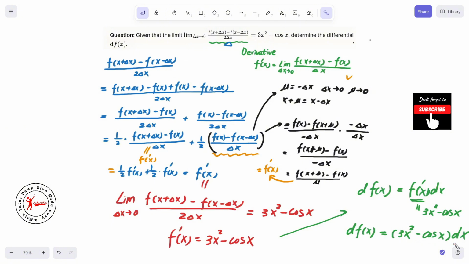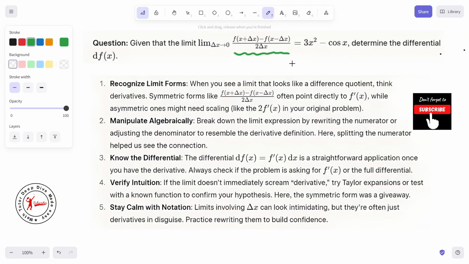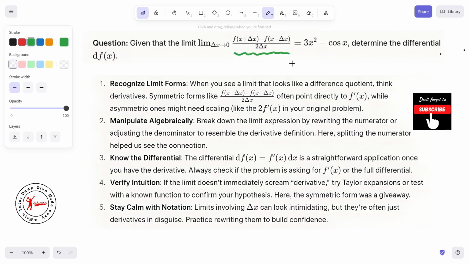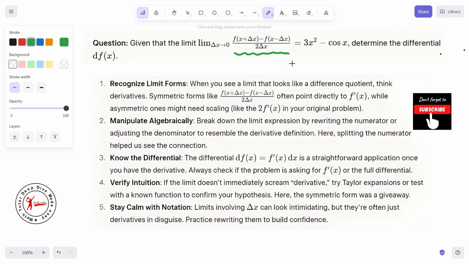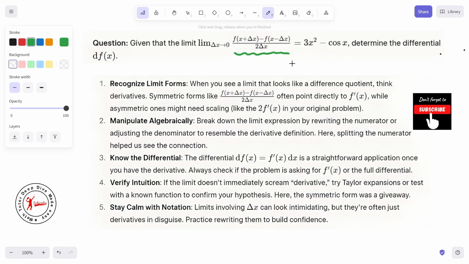Here are some key tips to make problems like this easier next time. 1. Spot derivative limits. When you see a limit with a difference of function values divided by delta x or a multiple of delta x, it's usually about the derivative. Symmetric forms, like f of x plus delta x minus f of x minus delta x, often point straight to f prime. 2. Rewrite the expression. Break the quotient into parts that look like the derivative definition. Here, we split the numerator into two differences to see that each became f prime.